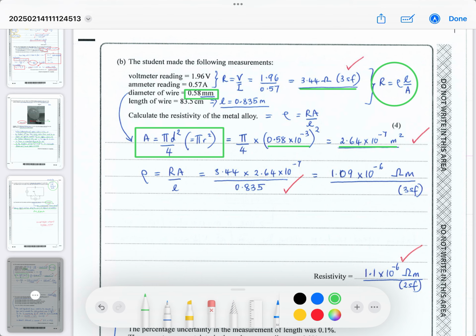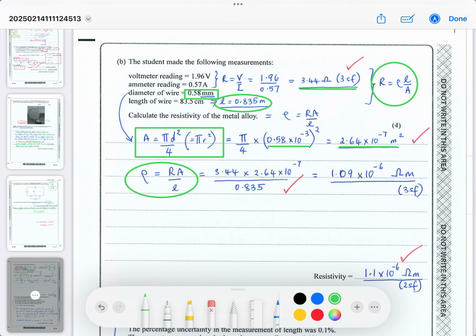So really at A level, there's no excuse not to change the units before you put the numbers in. Always use standard form, okay? And the length also: we now know R, we know A, and they've given us L. Again, L should be given in meters. So now we've got everything we need to work out the resistivity.